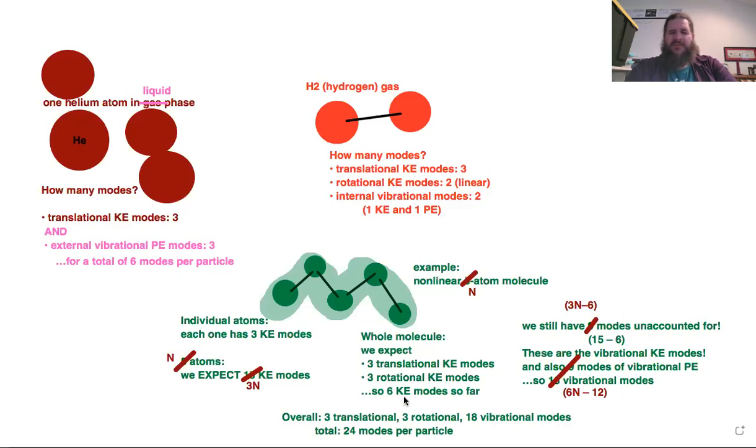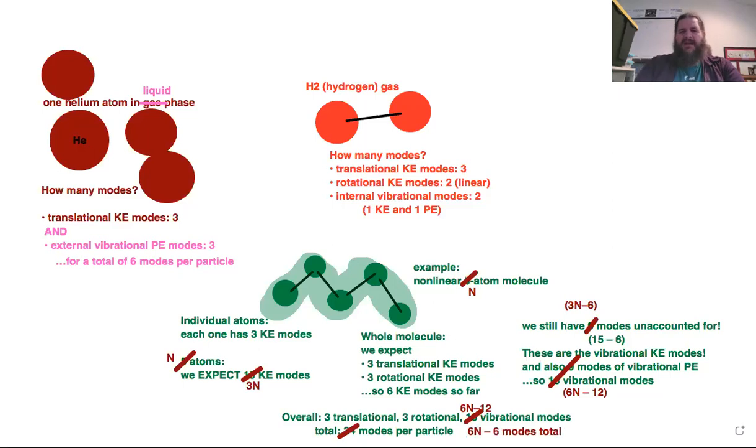Combine that with the 6 kinetic energy modes we already counted, the translational and rotational. We got 3 translational, 3 rotational, and now for this n atomic molecule, we have 6n minus 12 vibrational modes. Add those all up, 3 plus 3 plus 6n minus 12, and what do we get instead of 24? The 6n minus 12 vibrational modes plus the 6 modes we already counted, what do we get? Yeah, 6n minus 6.